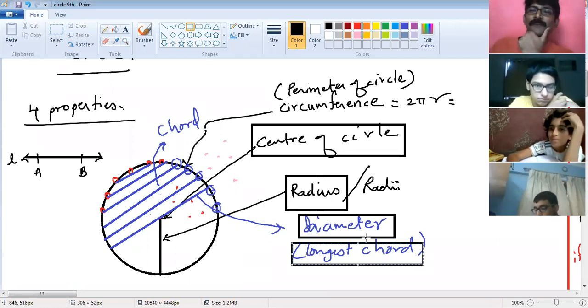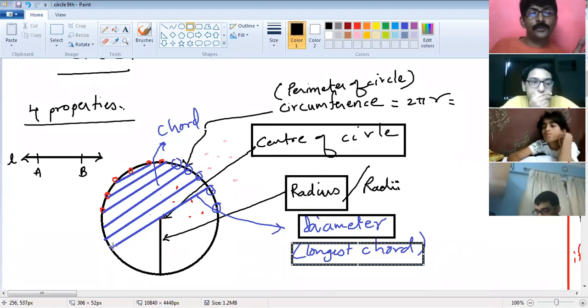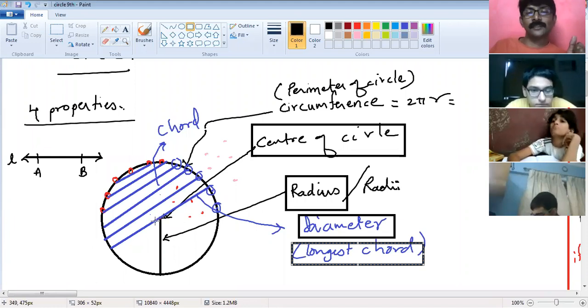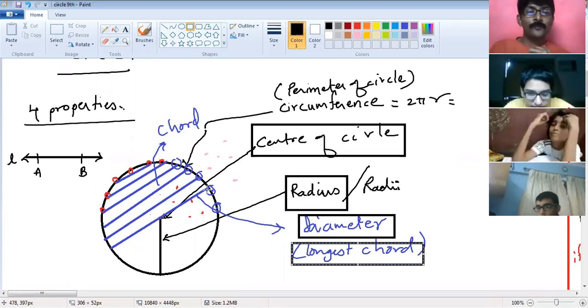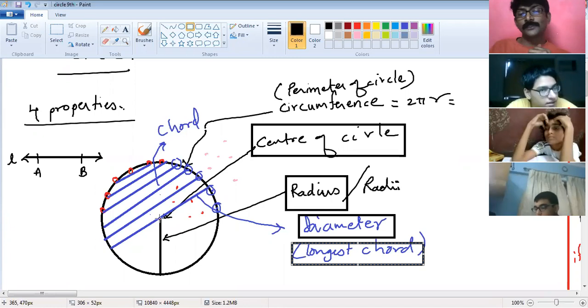Perfect answer. Diameter is a line segment joining any two points on the circumference and passing through the center of the circle. So that is called a diameter. If you join any two points on the circumference and it is passing through the center, then that is called a diameter.